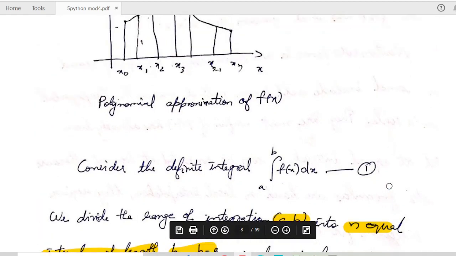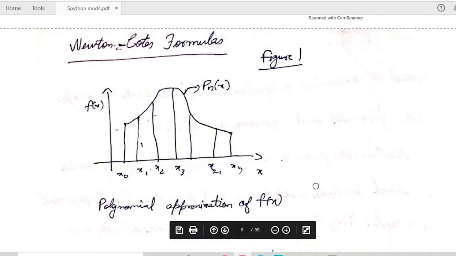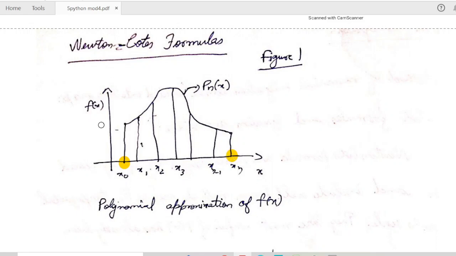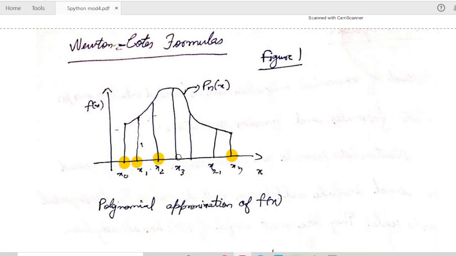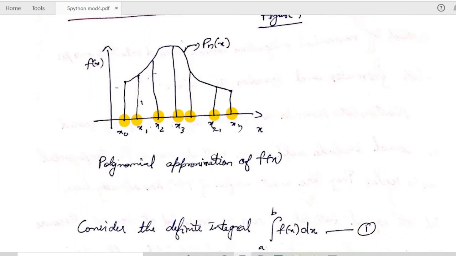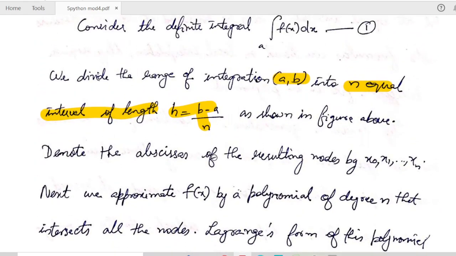So basically, first let us consider our definite integral. It is from a to b f of x dx. So this is our function f of x. Suppose this point is a, this point is b, we are defining our function from a, our limit of x is from a to b. So we will be dividing this interval AB into n equal subintervals. If we have to divide it into n equal subintervals, each interval should be h equal to b minus a by n.